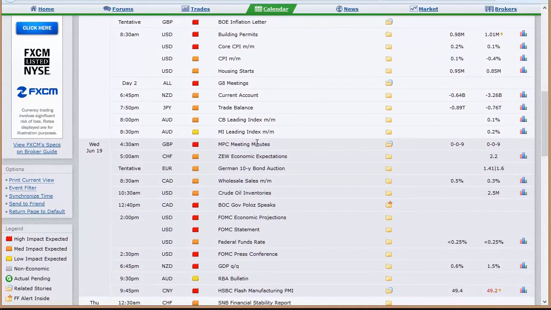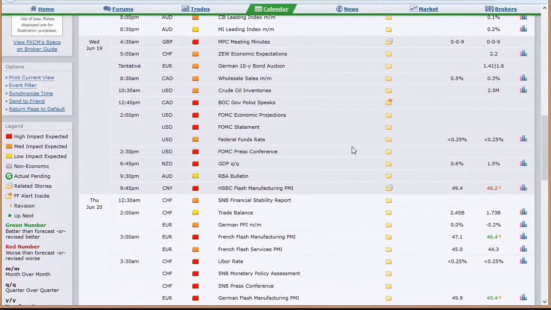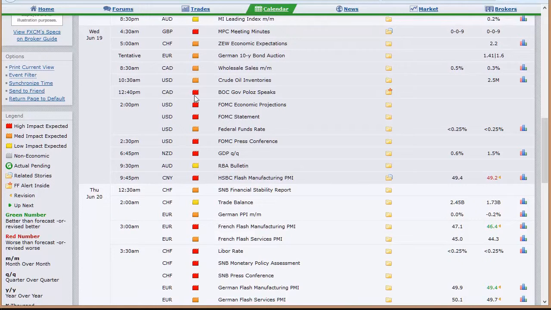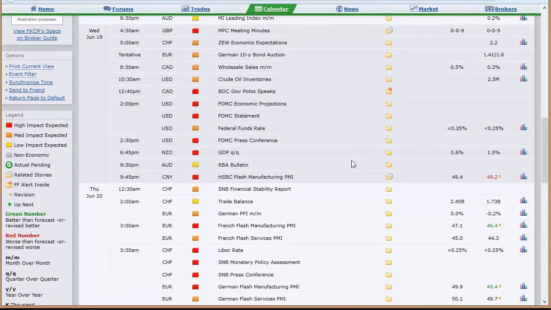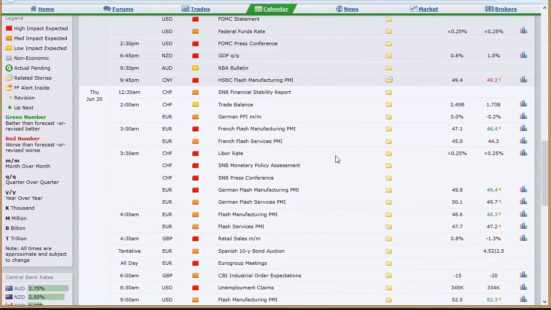Japan's trade balance, New Zealand's current account Tuesday evening, some minor data out of Australia. UK's got MPC meeting minutes, ZEW economic expectations out of Switzerland, German 10-year bond auction out of Europe, wholesale sales out of Canada, crude oil inventories out of the USA. Here's that rate announcement here in the US. Okay, and then we got the GDP out of New Zealand Wednesday night.